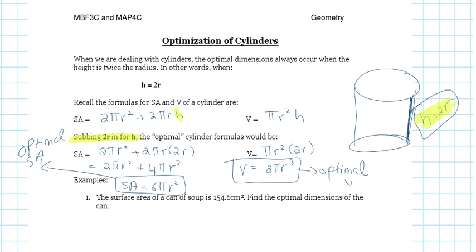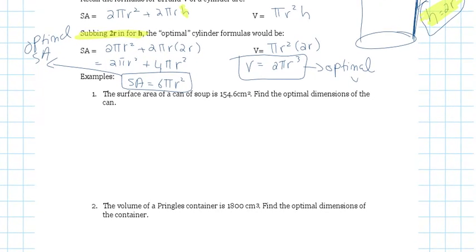Let's see how we can solve a question like this. The surface area of a can of soup is 154.6 centimeters squared. Find the optimal dimension of the can. So optimal, okay? This is your keyword. This is when you know that you're going to have to look for your optimal formulas. Now, I'm given a surface area. What formula do I start with? The surface area formula, right? Which is this one. So the surface area is 6 pi r squared.